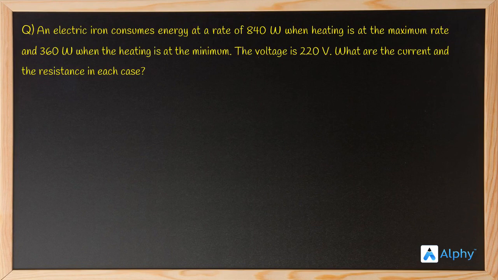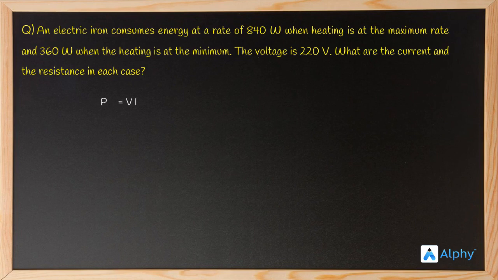So basically the question explains that an electric iron consumes energy at the rate of 840 watts when it is heating at the maximum rate and 360 watts when it is heating at the minimum, and the voltage is 220. Now they are asking us to calculate the current and the resistance in both the cases. That is, the resistance and current at the maximum heating rate, the resistance and the current at the minimum heating rate. So first we'll calculate the current and resistance at maximum heating rate.